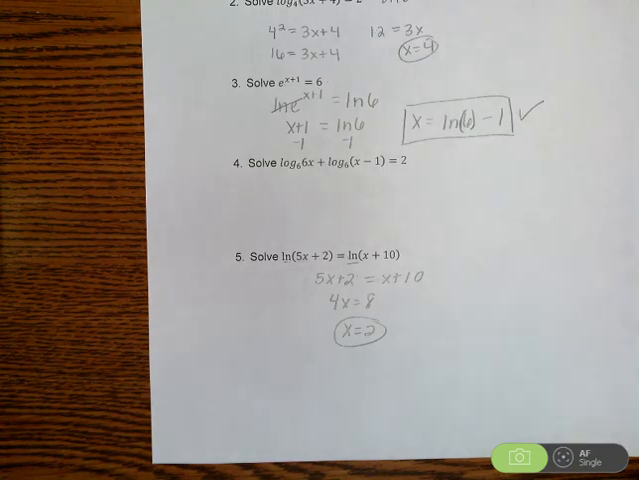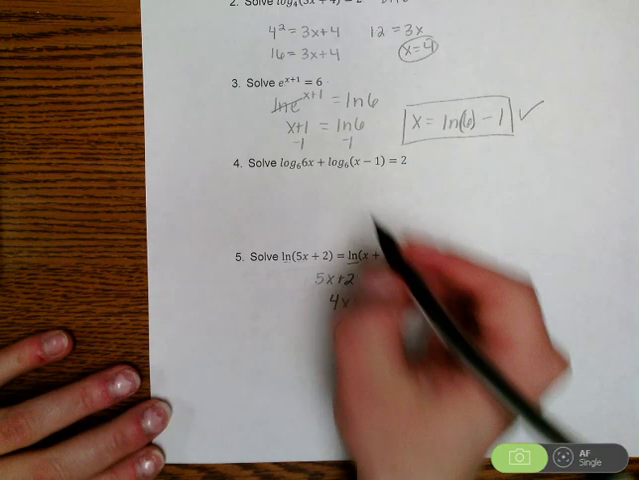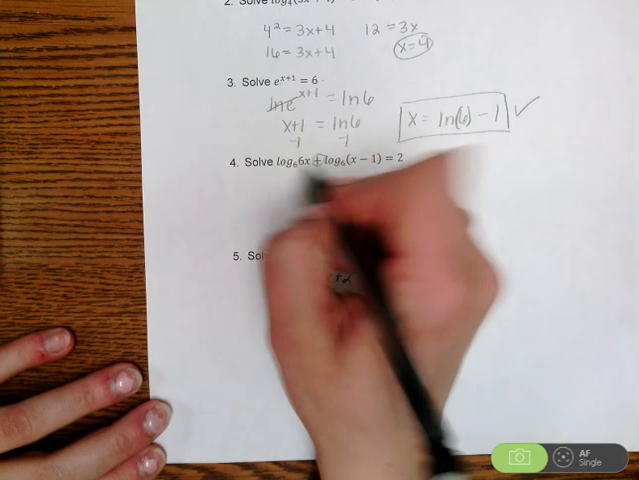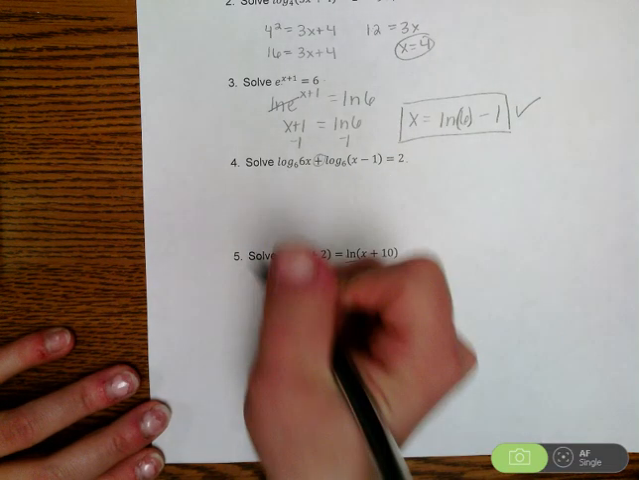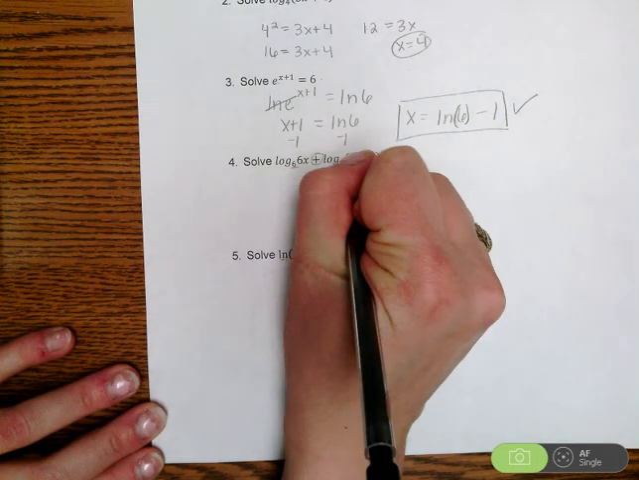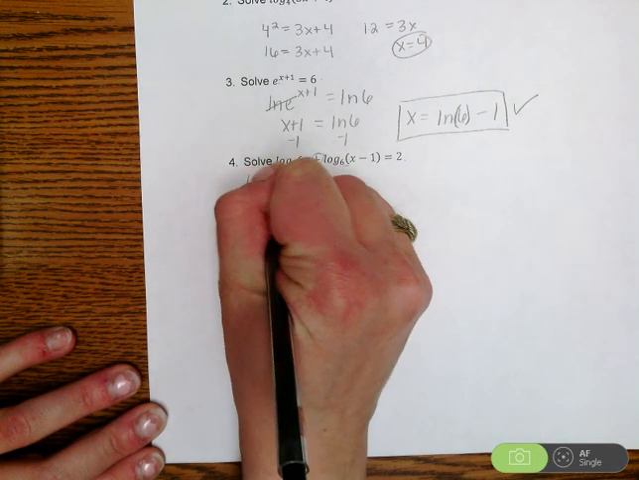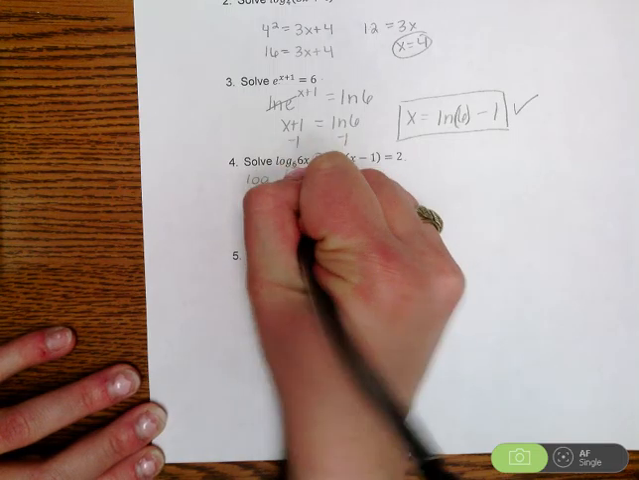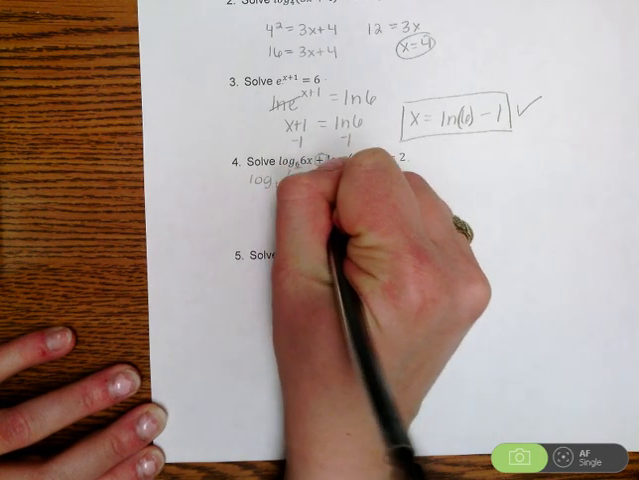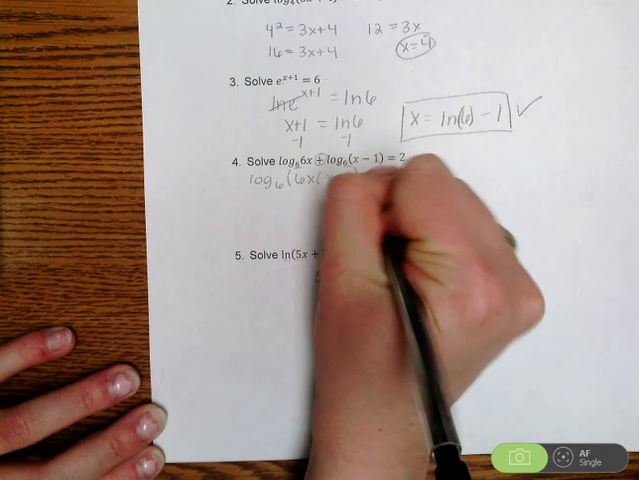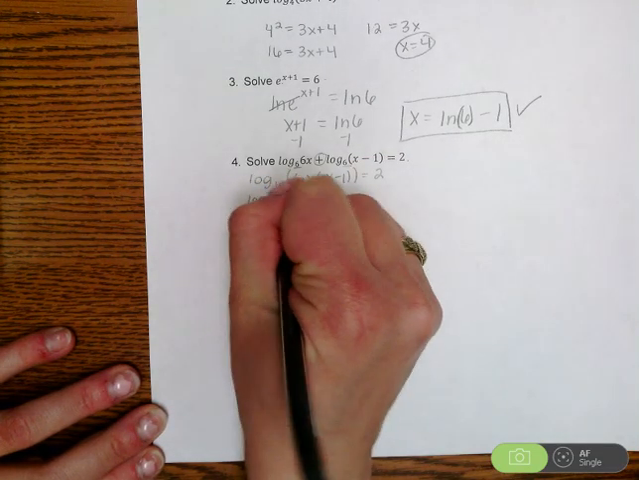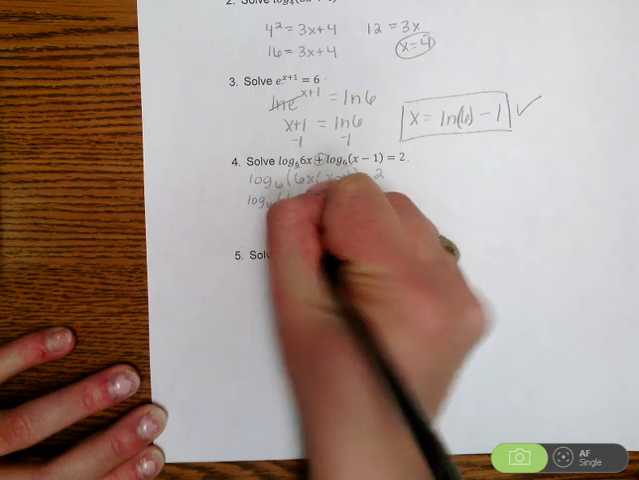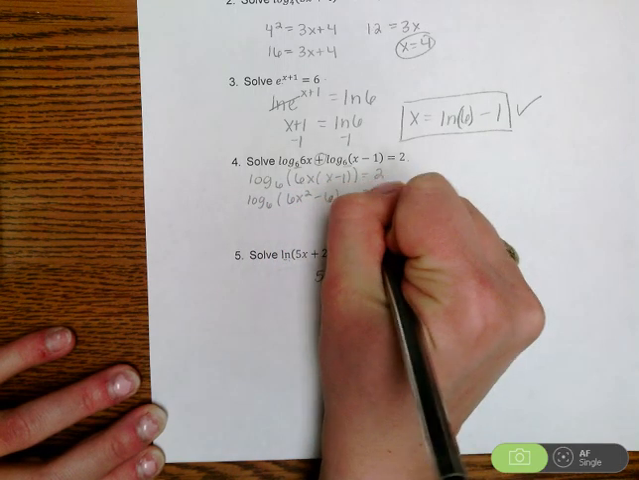All right. Back on to number 4 now. The reason why this is different is because now we've got a plus sign and 2 logarithms and a 2 on the other side. So this is when we had to use the product property, and we can do that because both of these bases are 6. So we've got log base 6 of 6x times x minus 1 equals 2. Then we can take what's inside and make it to be 6x squared minus 6 equals 2.